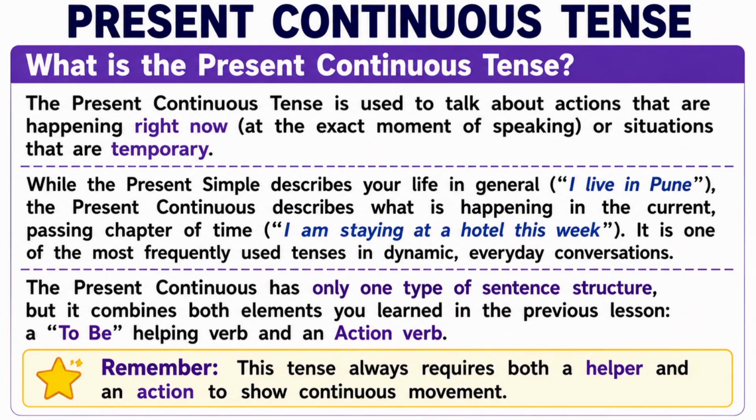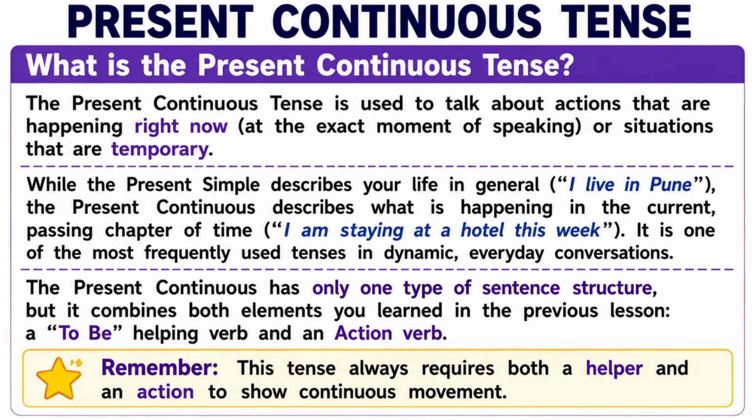For example, I live in Pune. But the present continuous describes what is happening in the current passing period of time. For example, I am staying at a hotel this week. It is one of the most frequently used tenses in everyday English conversations.